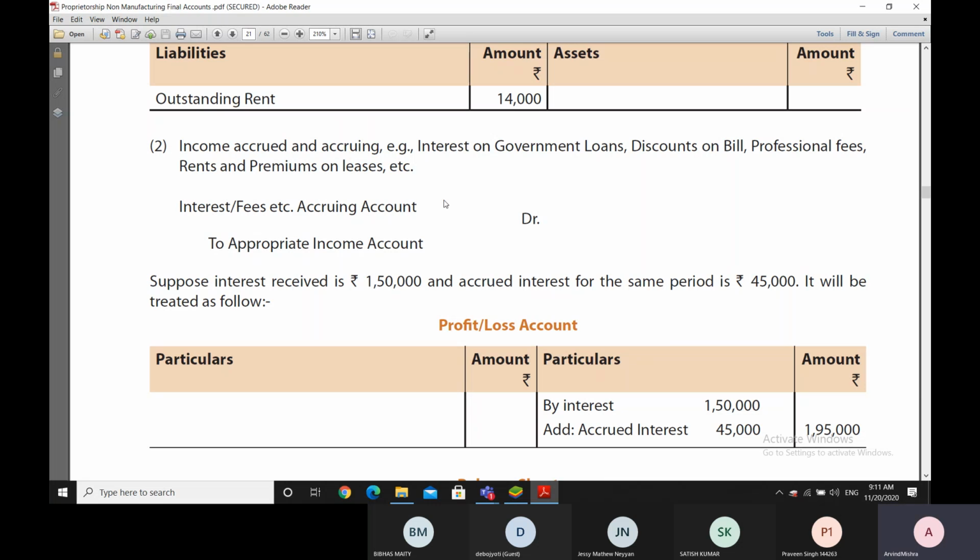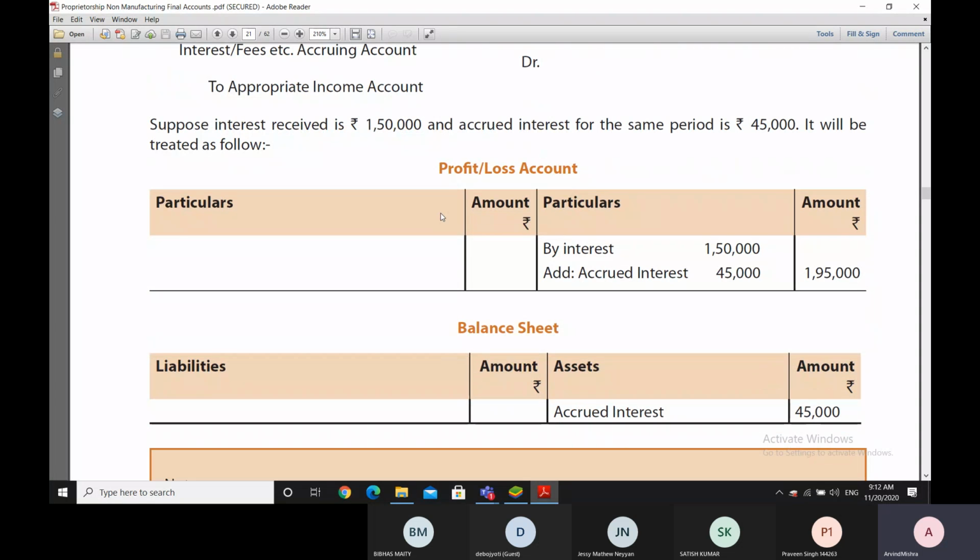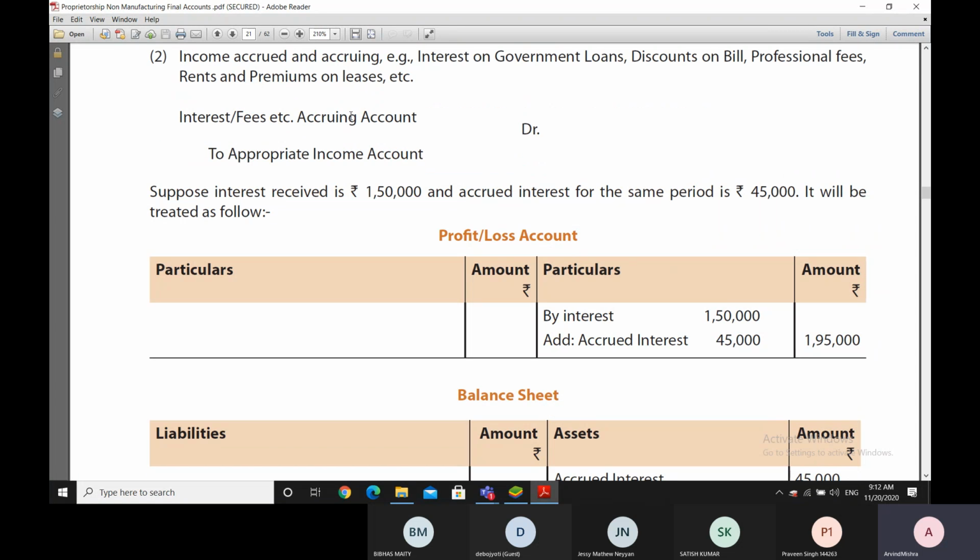And this income accrued finally, which we have put in the interest accruing account or interest fees, etc., accruing account, that will be transferred to the balance sheet, because that will be an asset. So in that respect, we will credit this account, the interest fees accruing account, and debit the balance sheet. We put it on the debit side of the balance sheet, and therefore it will move to the balance sheet. Rather, whatever debit balance is there in the interest fees accruing account will be straightaway entered into the balance sheet also.